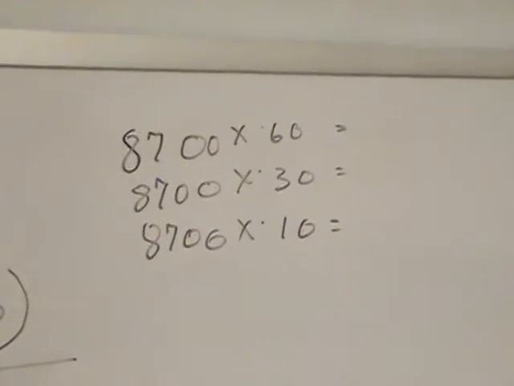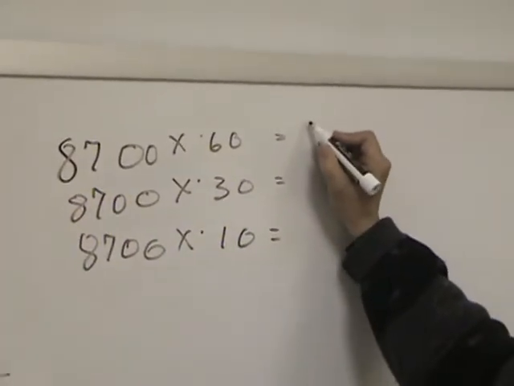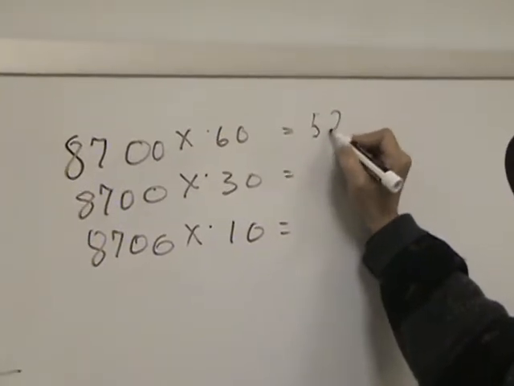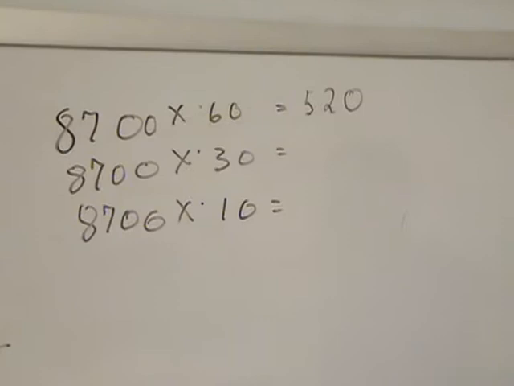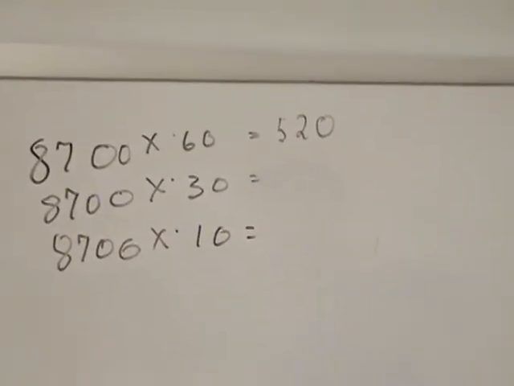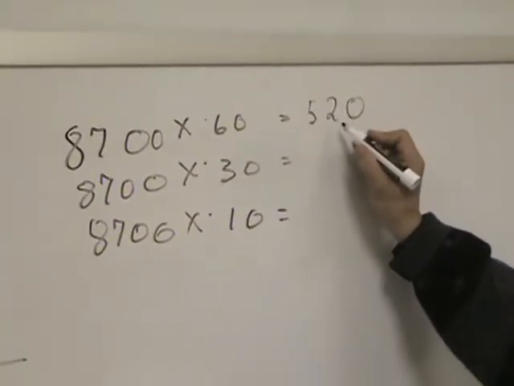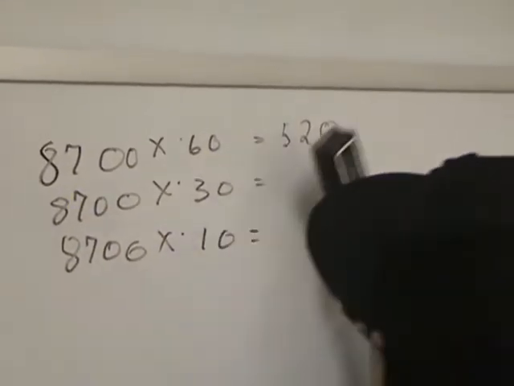Anna, can you help us? Yeah, please. 5,220. It can't be 52,000. No. Wait a minute. 5,220. Are you sure? Yeah.